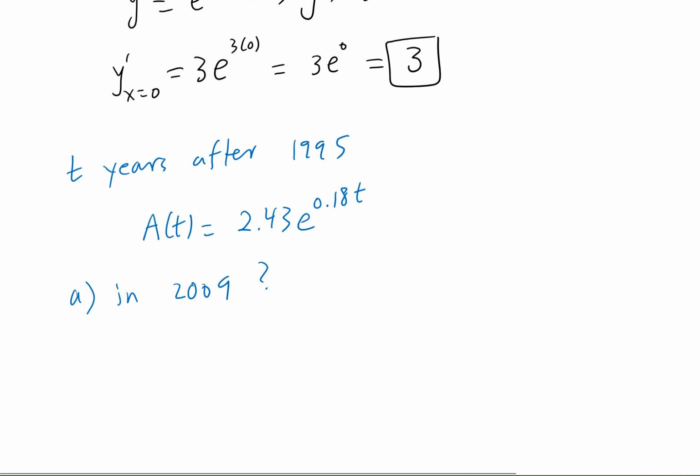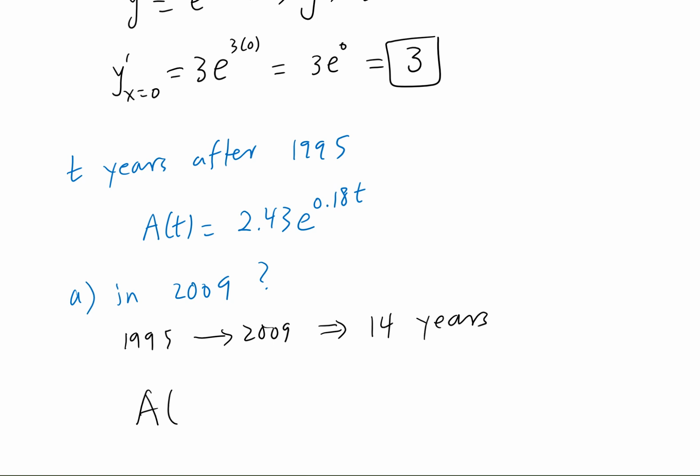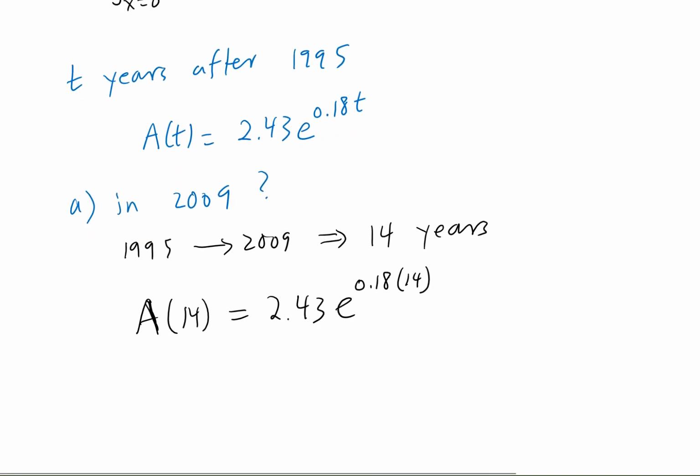This is easy to do. From 1995 to 2009, that's how many years? 14. Let's say t is the years time. So this means we just need to find A of 14, not 13, 14. 2.43 e to the 0.18 times 14. Let's see, we'll put that on the calculator. That gives us 30.20 billion.